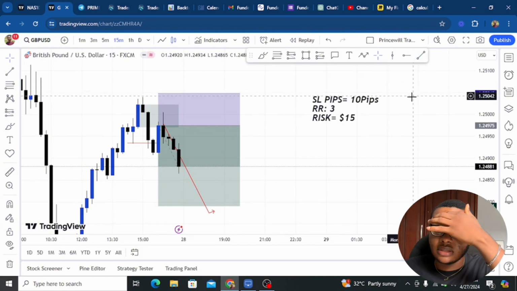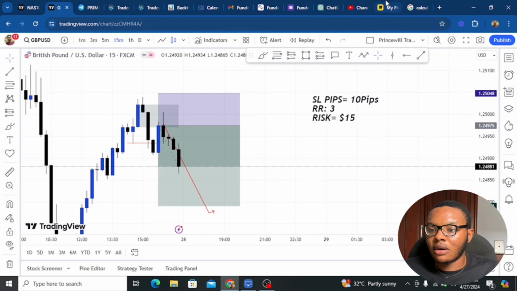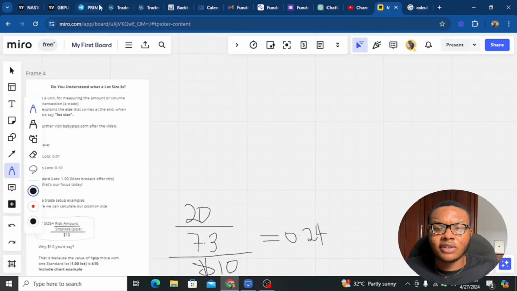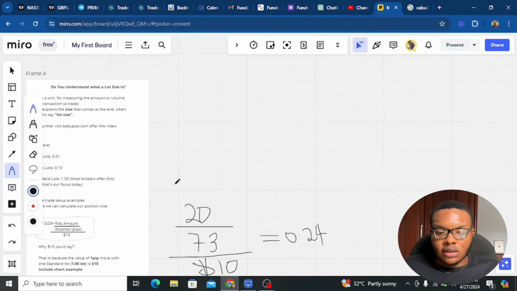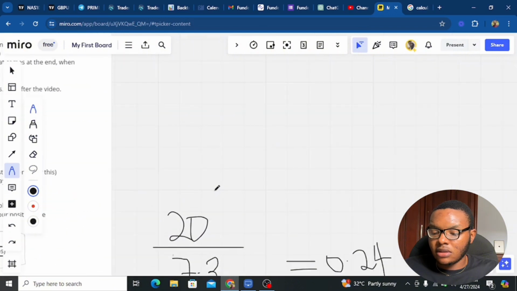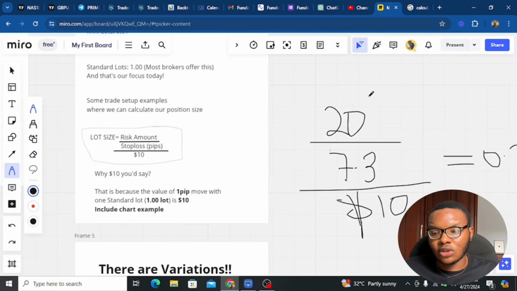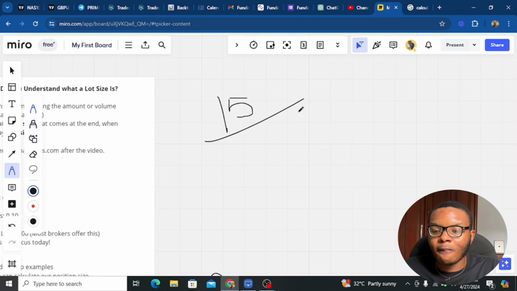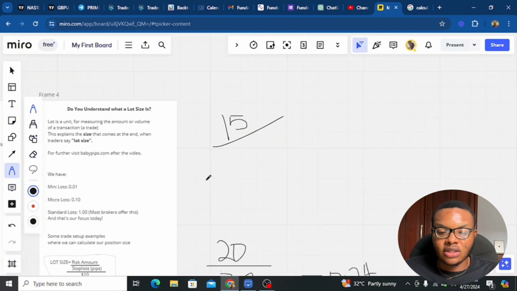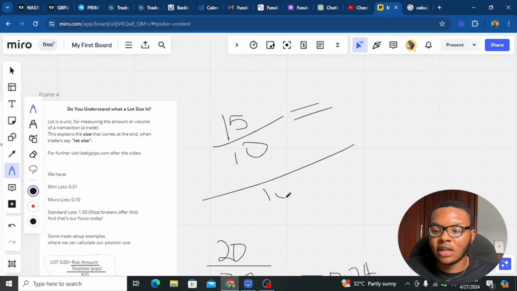Okay, now let's take this information back to the calculator. This is everything I said again: 10, 3, 15. The formula says risk amount over stop loss pips divided by 10. Our risk amount is 15. Stop loss pips, I think we said we're going to use 10 pips. If you're doing this math, remember always divide by 10. You may not have a calculator with you.